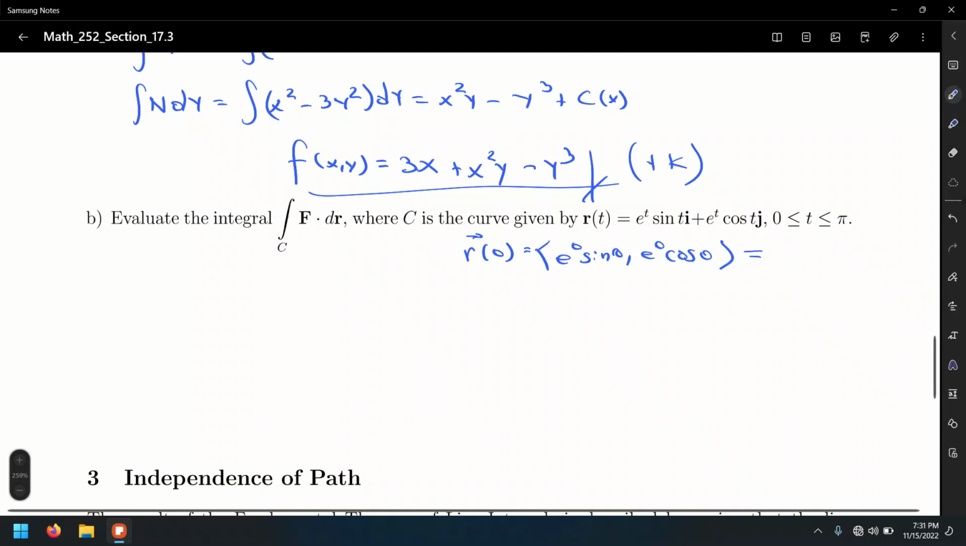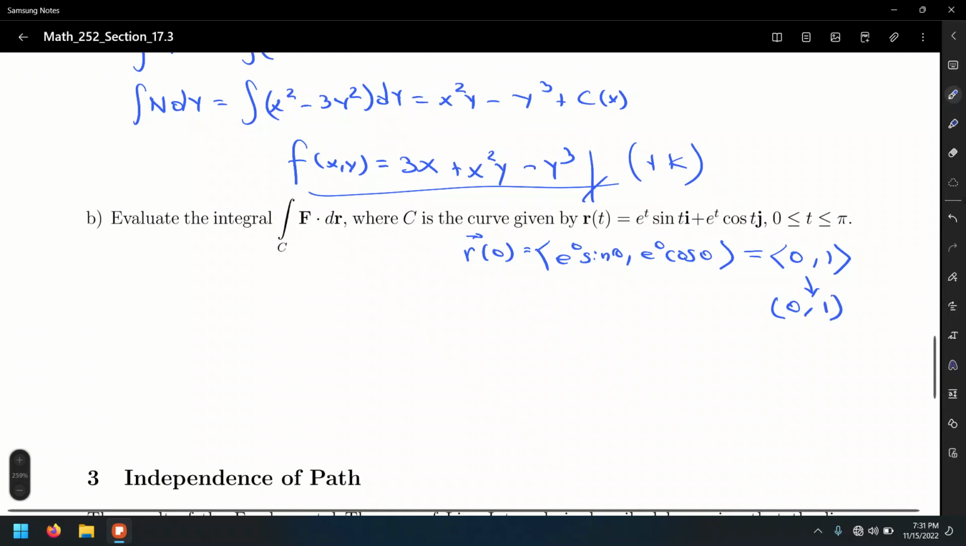And in this case, what's the vector when t equals 0? Well, e to the 0 is 1, sine of 0 is 0, and e to the 0 is 1, cosine 0 is 1, 1 times 1, that's 1. But again, like I mentioned before, we can turn this vector into an ordered pair, a point, because this is the terminal point where the vector is going through when t equals 0. So we turn these angular brackets into parentheses for that reason.